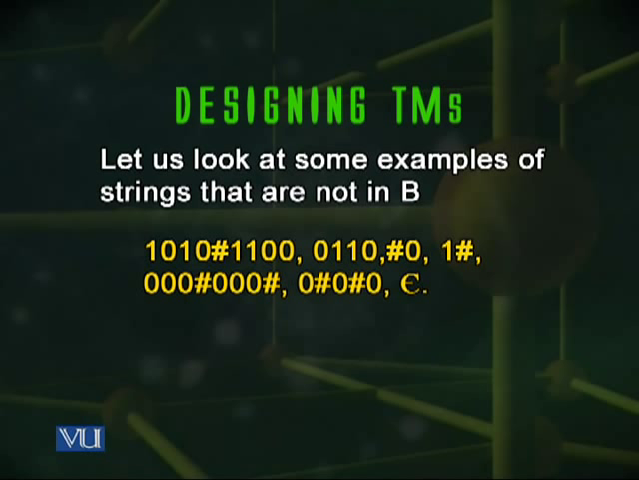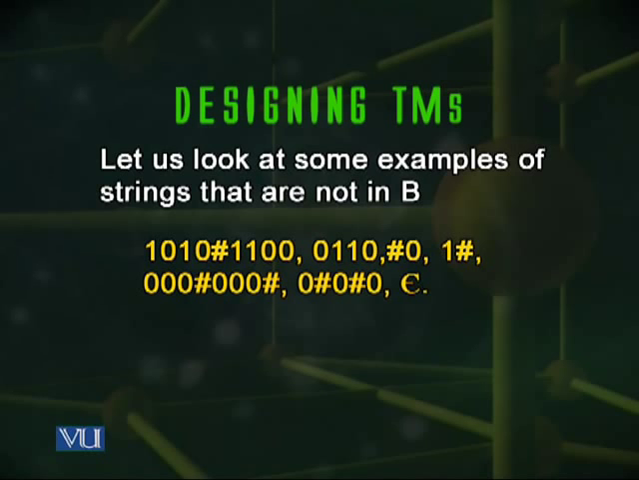The next example of a string which is not in the language is 000 hash sign 000 hash sign. In this case, the string contains more than one hash sign and therefore it is not in the language. Similarly, 0 hash sign 0 hash sign 0 is not in the language because it contains more than one hash sign. Similarly, the empty string is not in the language because it contains no hash sign.